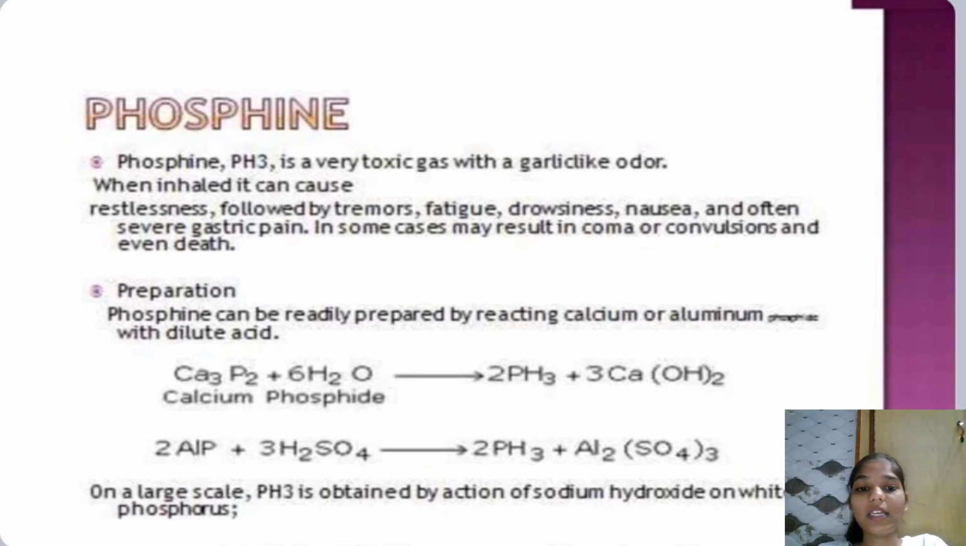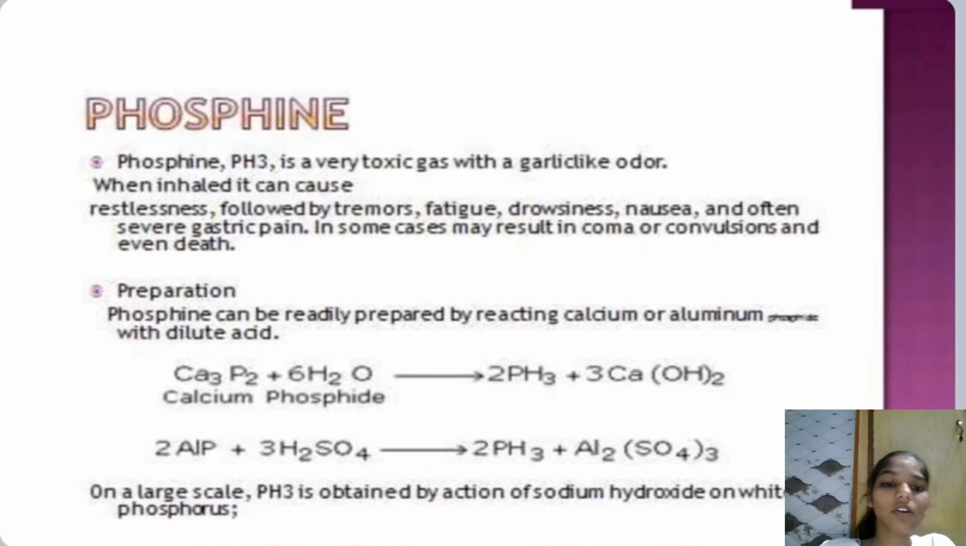Next we'll discuss phosphine. Phosphine, that is PH3, is a very toxic gas with a garlic-like odor. When inhaled, it can cause restlessness followed by tremors, fatigue, drowsiness, nausea, and often severe gastric pain. In some cases, it may result in coma or convulsions and even death.